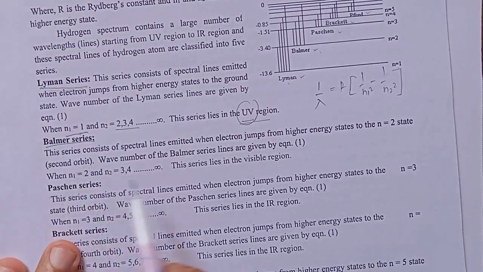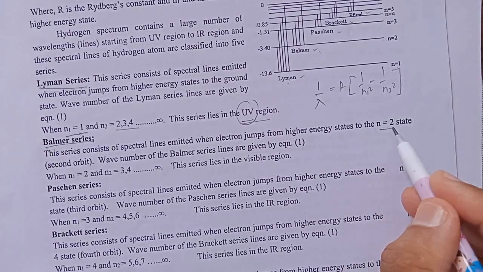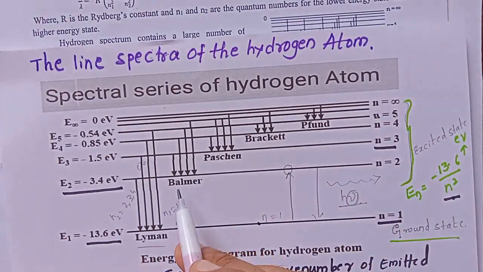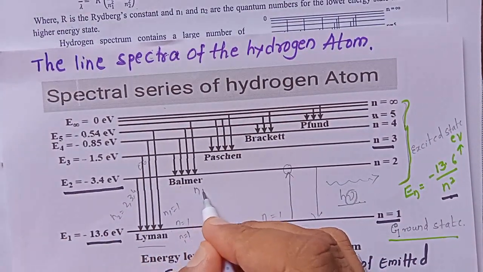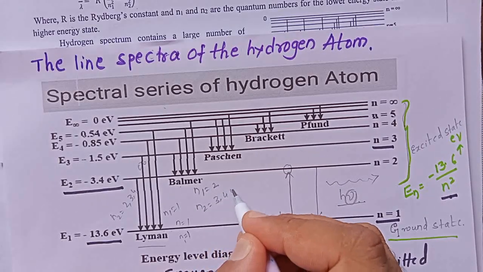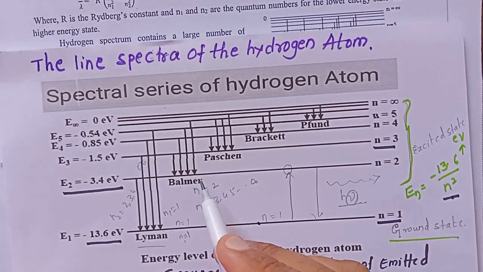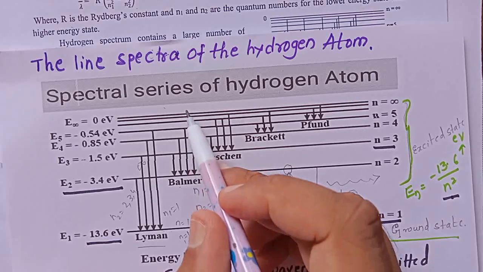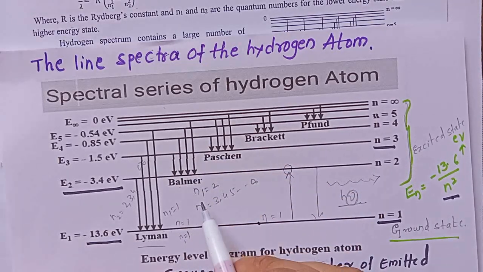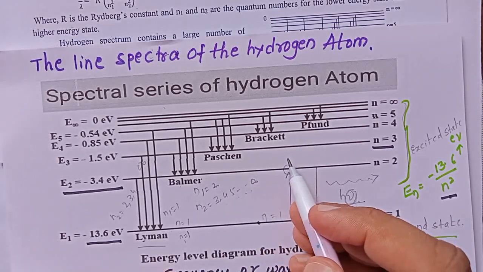Next, Balmer series. Here the electron jumps from a higher energy state to the n is equal to 2 state. In case of the Balmer series, always n1 is equal to 2, n2 is equal to 3, 4, 5 and so on up to infinity. So the transition takes place from a higher energy state to the n is equal to 2 state. Therefore n1 is equal to 2, n2 is equal to 3, 4, 5 and so on up to infinity.